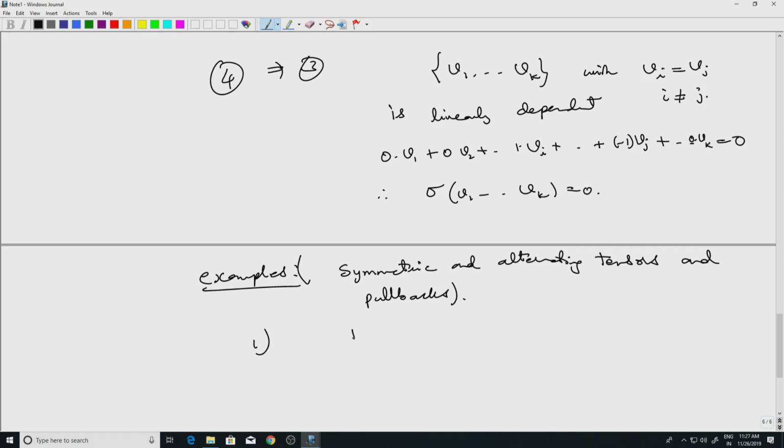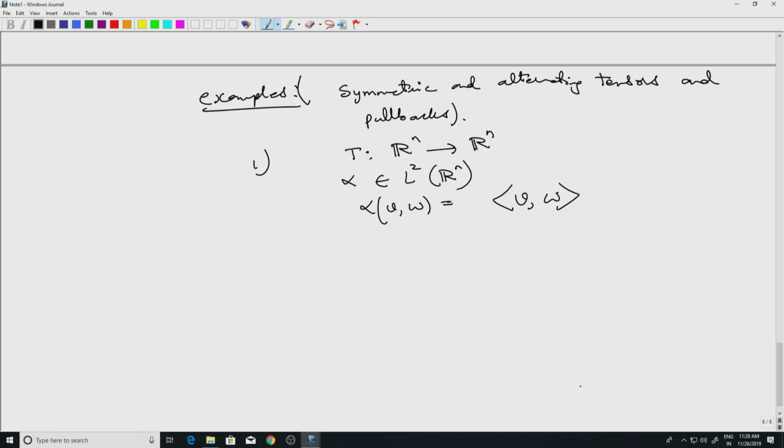So let's look at a linear map T from Rn to Rn. The vector space is just one vector space Rn, and I want to look at the form alpha in L2 of Rn, the dot product, alpha of V, W is the inner product or dot product of V and W. Now let's consider T star alpha. Since the target and domain are the same, alpha is present in both domain and target, but I'm looking at alpha on the target.